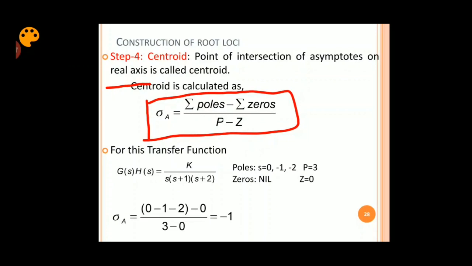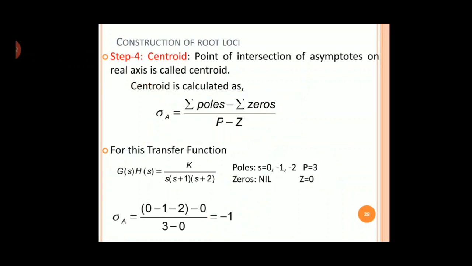Summation of poles is nothing but the sum of the values of all the poles, and summation of zeros is the sum of all the zeros, divided by p, the number of poles, minus z, the number of zeros. Now in the example which we have taken up, I have 3 poles, where p equals 3 and z equals 0. The values are 0, -1 and -2. When I substitute in the formula, I get the centroid as -1.